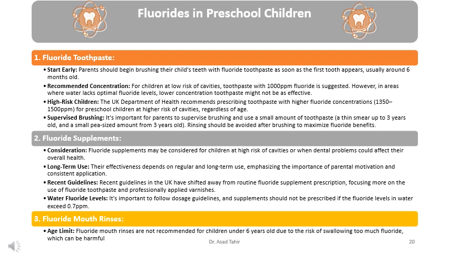High-risk children. The UK Department of Health recommends prescribing toothpaste with higher fluoride concentrations, 1350-1500 ppm, for preschool children at higher risk of cavities, regardless of age.